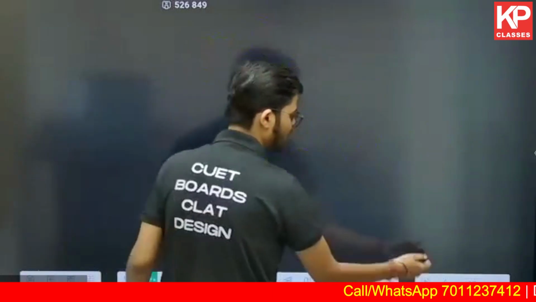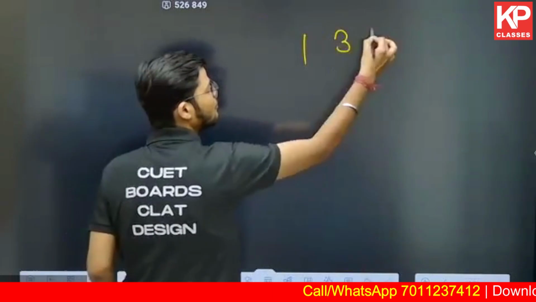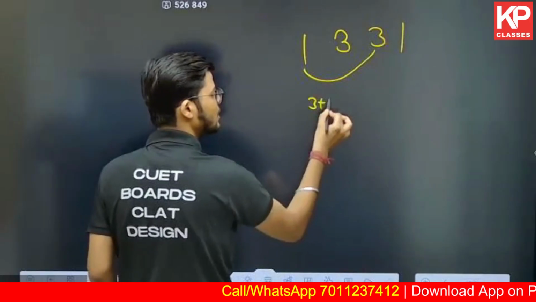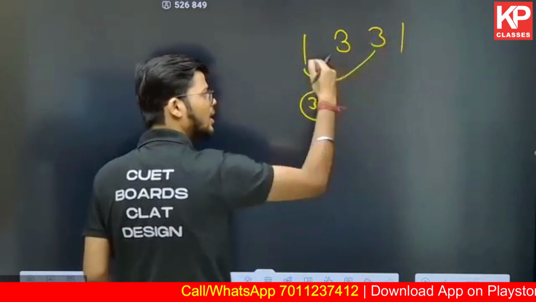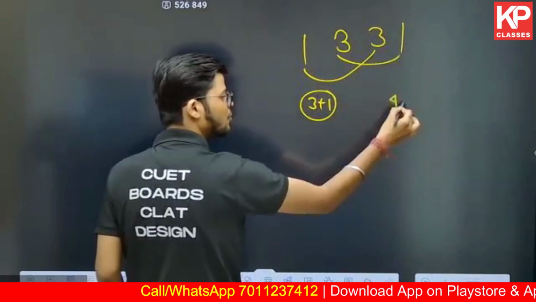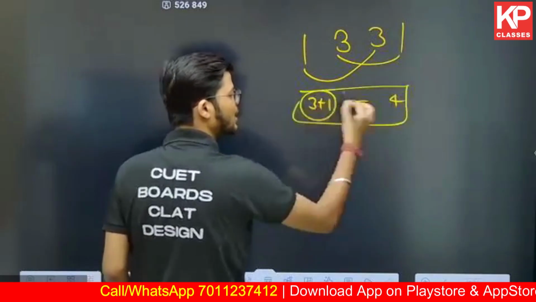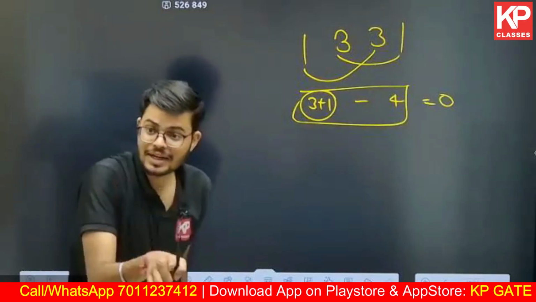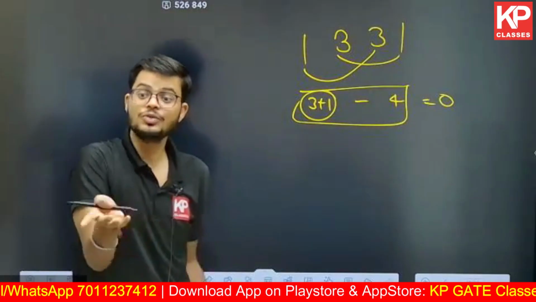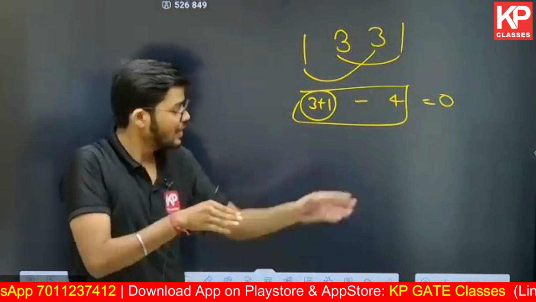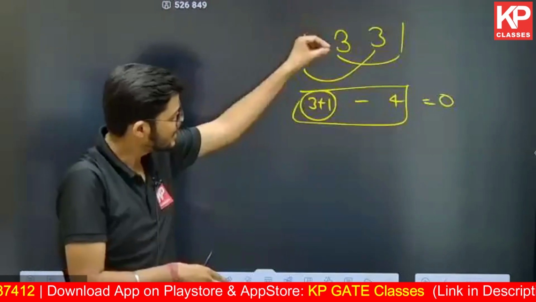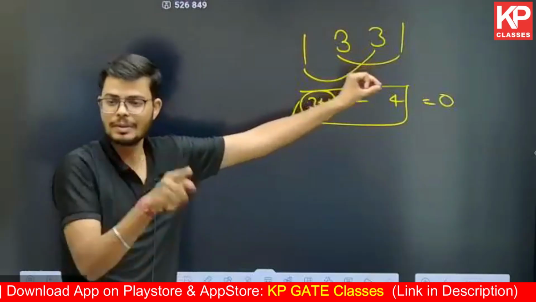Now, what can be an example of it? We are going to understand by the example 1, 3, 3, 1. If you add the numbers at the alternate places, 3 plus 1 will be 4, and the other two also make 4. Now, if you subtract 4 and 4, you'll get 0. So if you add the digits at the alternate places and subtract them, and you get 0, that means it is an example of a number that is divisible by 11.